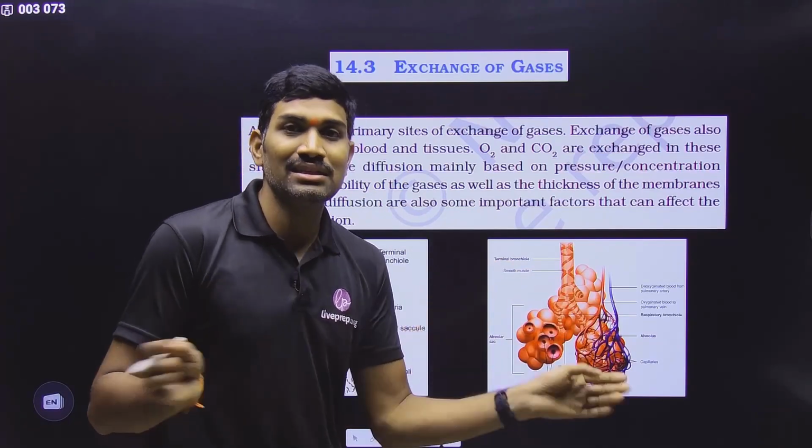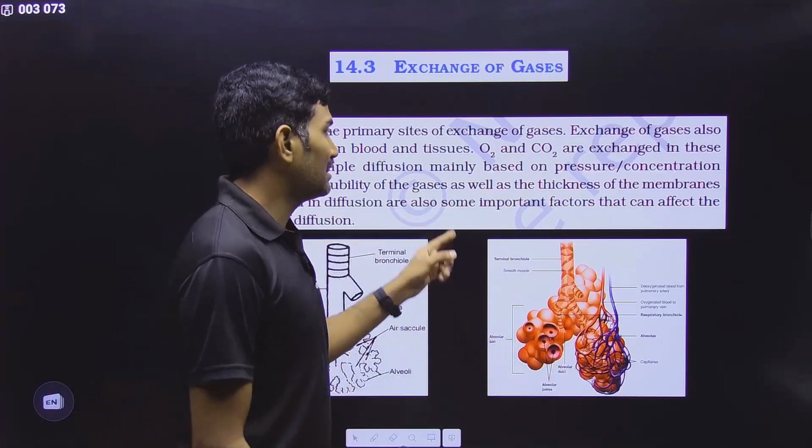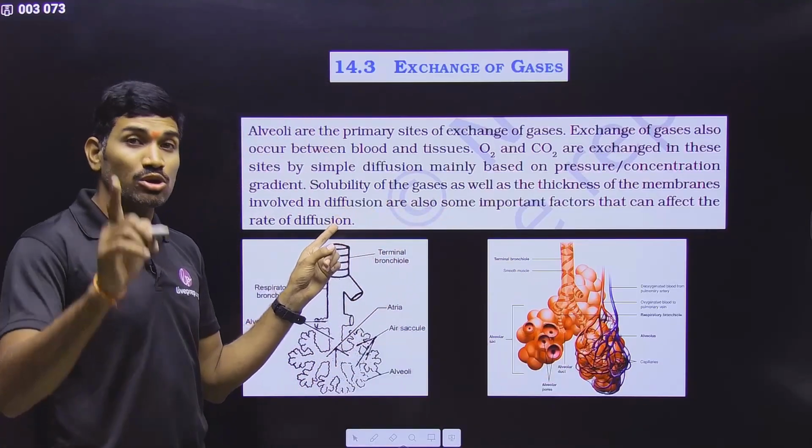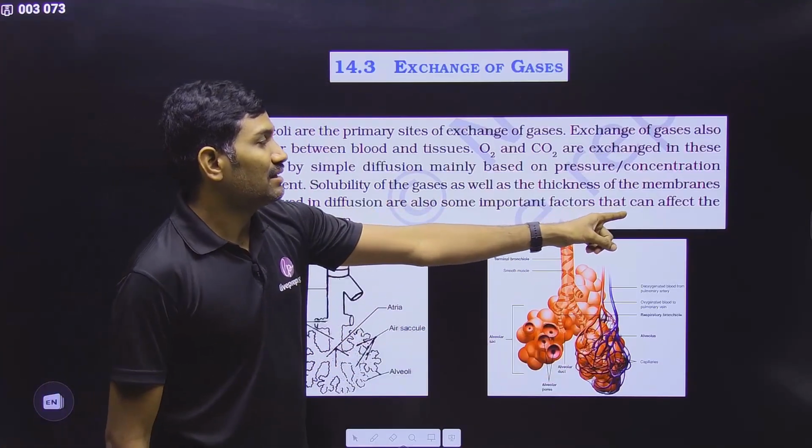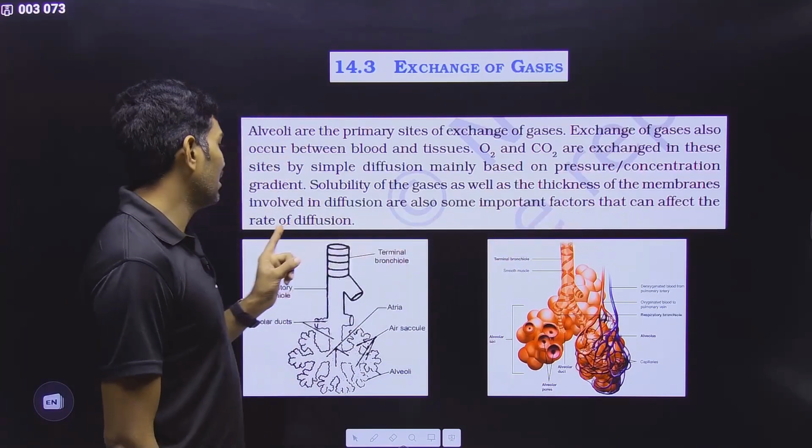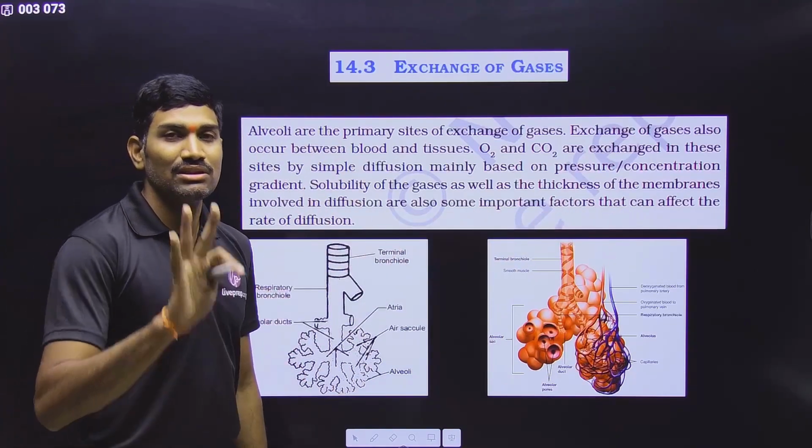If the thickness is less, diffusion will be fast. So that's why the thickness of the diffusion membrane is also a very important factor. And these are some of the important factors that can affect the rate of diffusion. That's why we are studying these three.